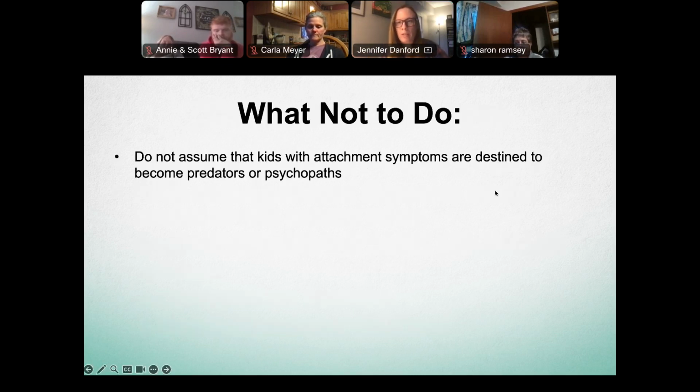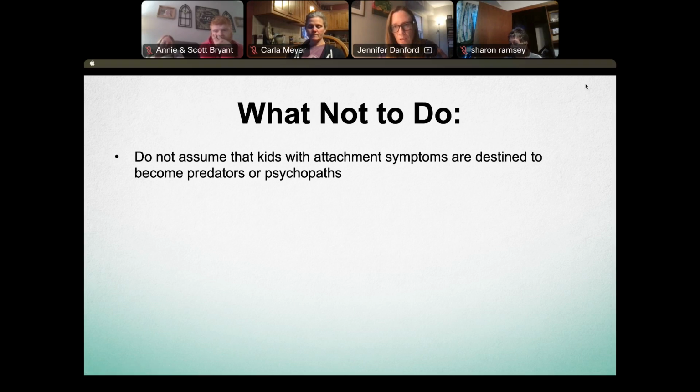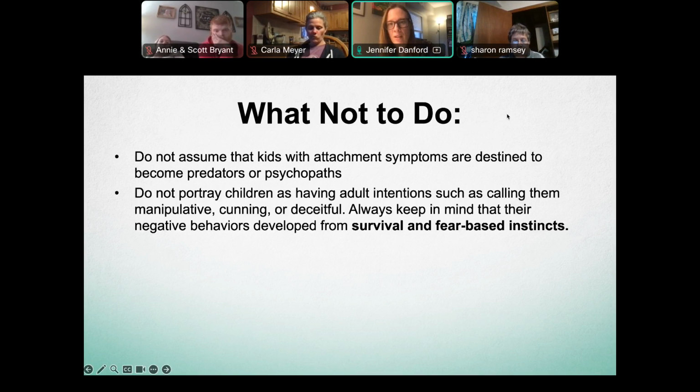Okay, so here are some things that we don't want to do with kids with attachment issues. It can be really scary when we get a kid in our home and we see that they're different than all the other kids, especially if we're experienced foster parents or even if we're new. But we don't want to assume that these kids are destined to have bad outcomes, like be predators or psychopaths or even be victims because they struggle with attachment. There are things we can do to prevent that.